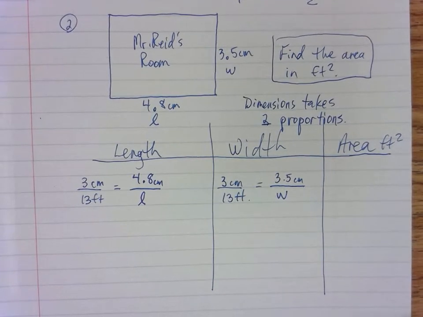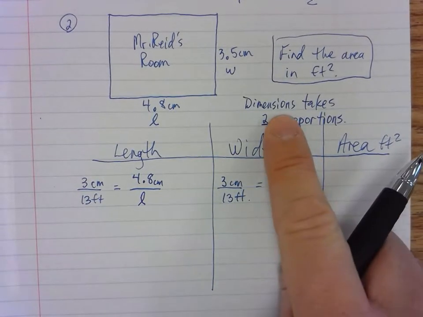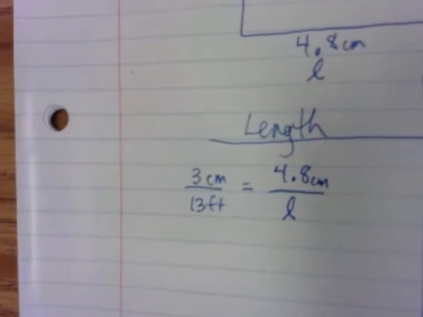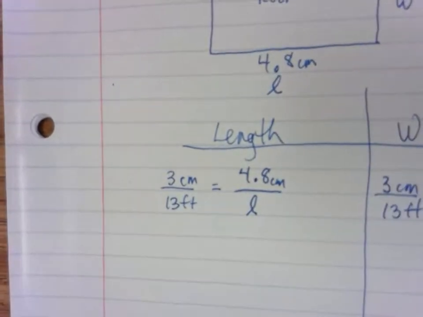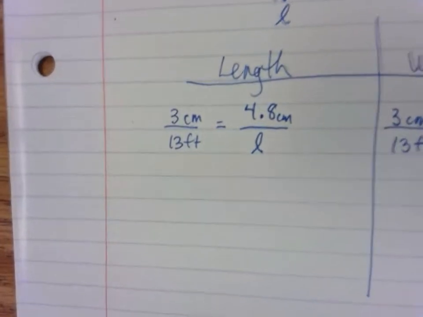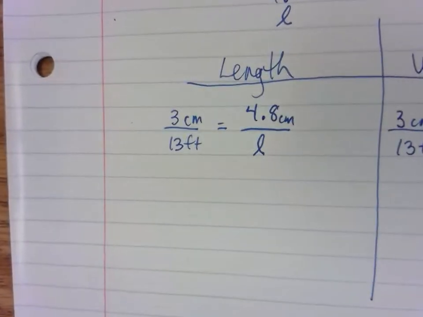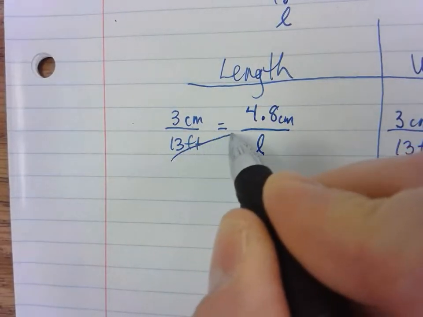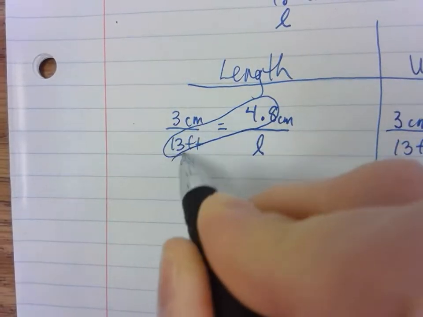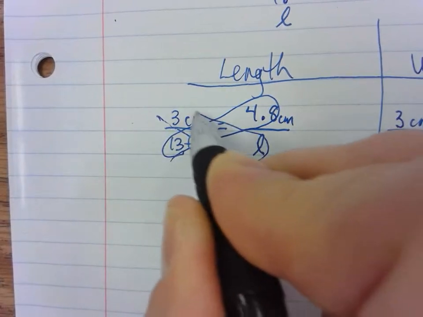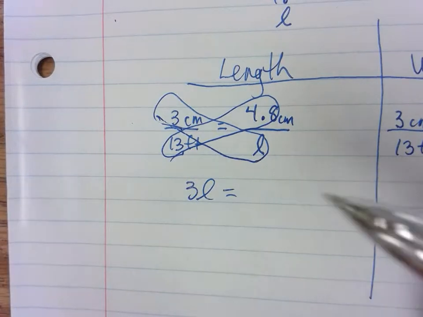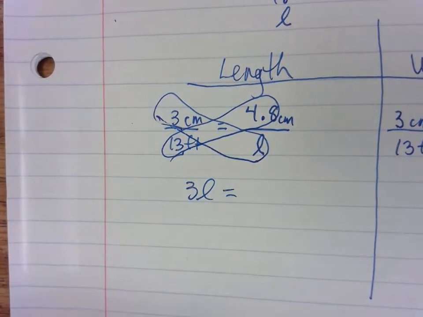Okay, so now we've got the two proportions set up because this is a dimensions question, and we got to do two proportions. So now I'm going to hunker down on one of them at a time. We'll close in on them a little bit so we can block out some of that other stuff. If you'll remember, to solve a proportion, we're going to do cross products. So we're going to do 13 times 4.8, and then 3 times L. 3 times L, of course, is just 3L, or 3 times the length.